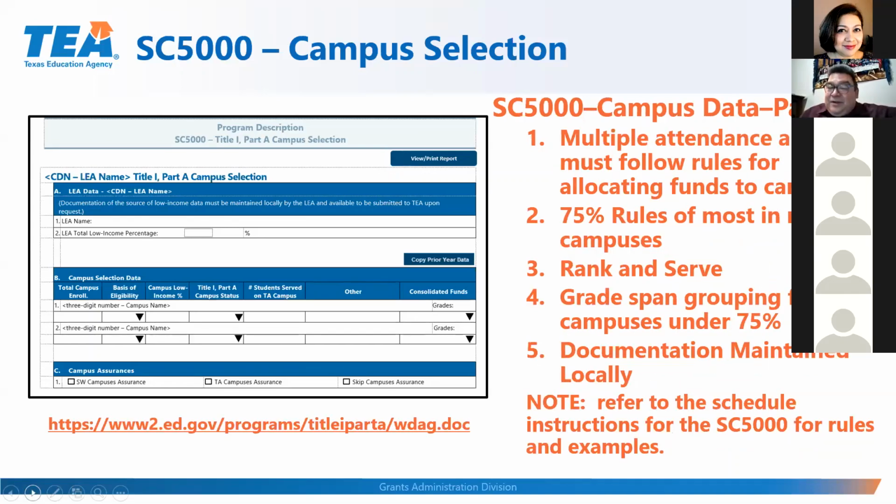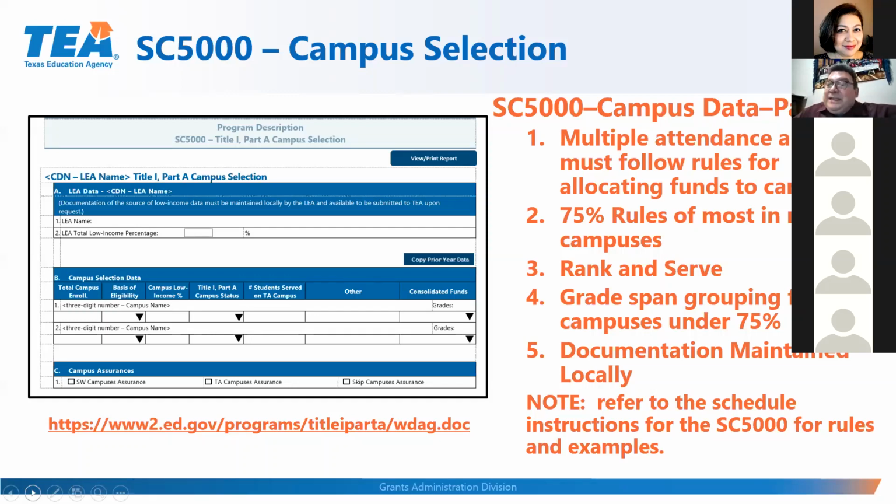And of course, on here, you'll notice there's something missing that was in the 2021 application. It was in there in 1920, but it's not there anymore, and that is the per pupil allocation. So we're not looking at the per pupil allocation and the total campus allocations to maintain locally. You still have to follow the same rules when you're determining campuses to be served.